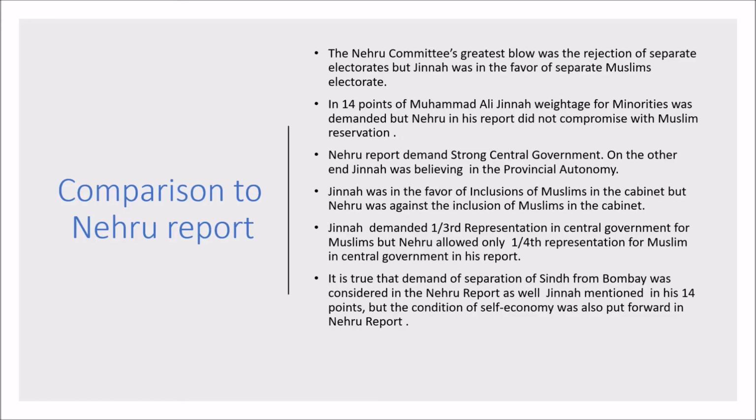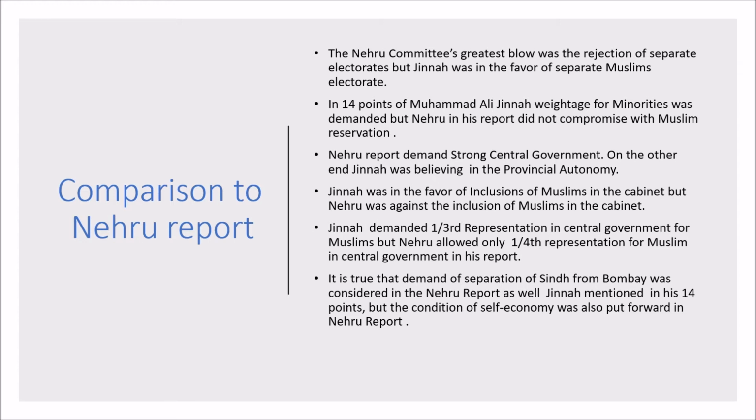So there were 6 crucial comparison points in which the Nehru report drastically differed from Muhammad Ali Jinnah's 14 points. Number 1 was that the Nehru committee rejected the case of separate electorates, but Jinnah was in favor of separate Muslim electorate. Number 2 was that in the 14 points of Muhammad Ali Jinnah, weightage for minorities was demanded, but Nehru in his report did not compromise with it. Number 3 was that Nehru demanded a strong central government, while Jinnah believed in provincial autonomy.